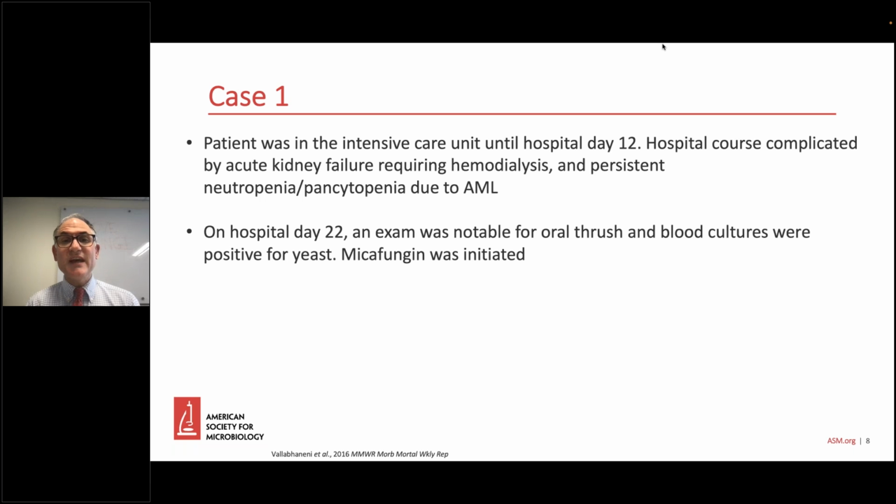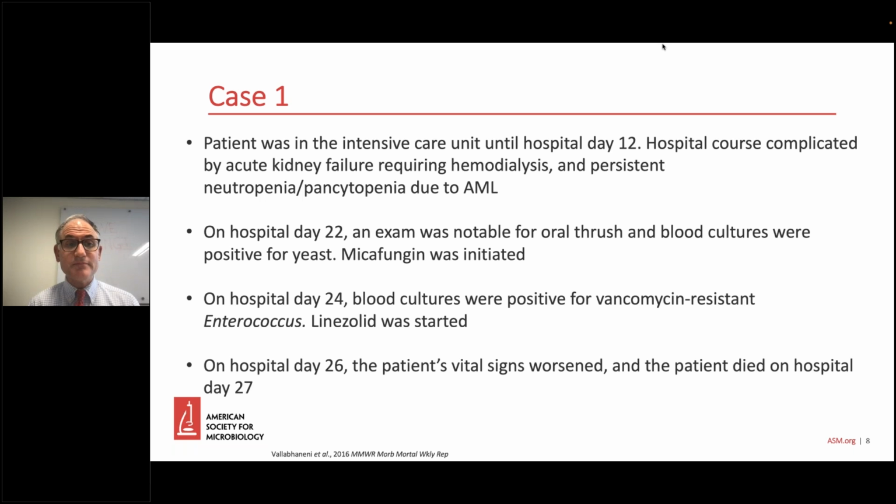The patient was in the ICU until hospital day 12. His hospital course was complicated by acute kidney failure requiring hemodialysis and persistent neutropenia and pancytopenia due to his AML. Day 22, an exam was notable for oral thrush and blood cultures were positive for yeast, so micafungin was initiated. Day 24, blood cultures were positive for VRE, linezolid was started. Day 26, the patient's vital signs worsened and the patient unfortunately died on hospital day 27.